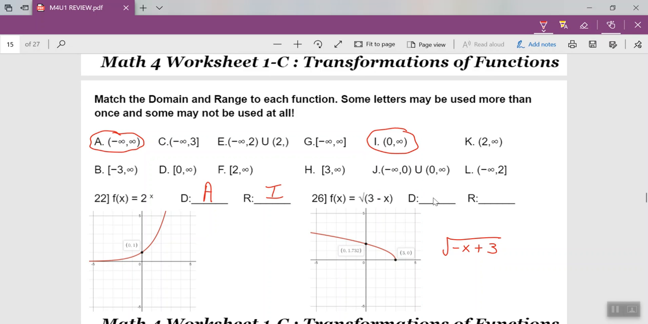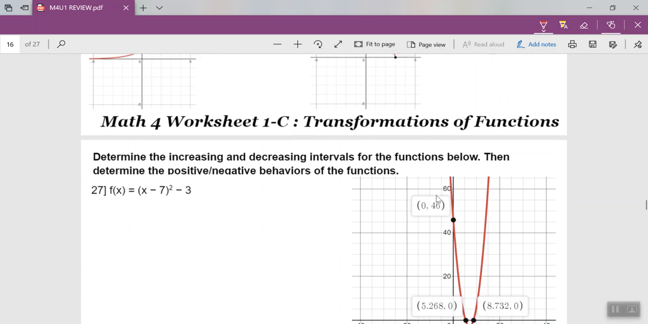All right, so our domain goes from negative infinity and stops at positive 3, which is going to be this guy. And then our range goes from 0 to positive infinity, which is back to this guy. Okay.